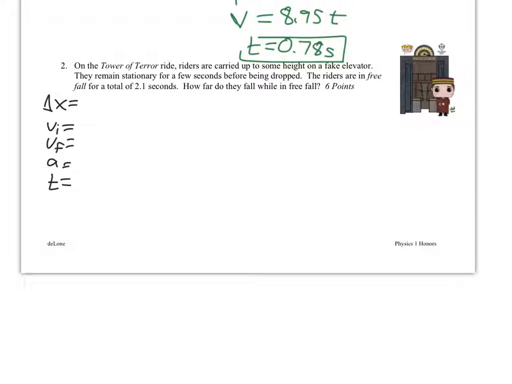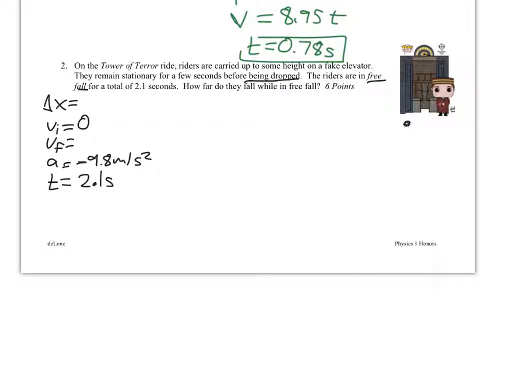Alright, moving on to the next one, starting with my chart once again. With this Tower of Terror one, what we're going to think about is, first of all, the people are being dropped. That's going to indicate that our initial velocity is 0 here. We know the riders are in free fall. That tells us that our acceleration is 9.8 meters per second squared, because that's always the acceleration while in free fall. And we know we're in free fall for 2.1 seconds.